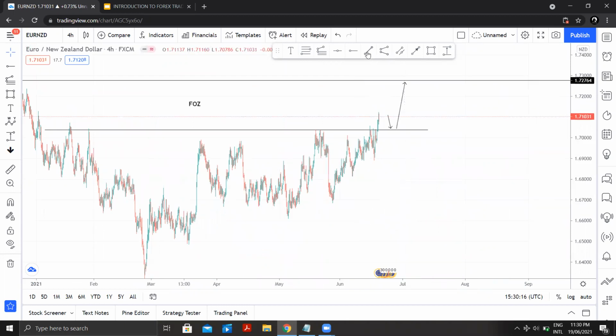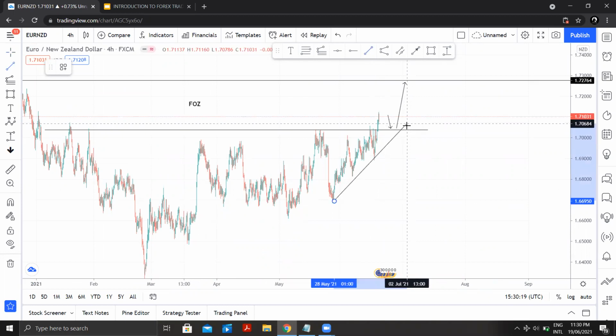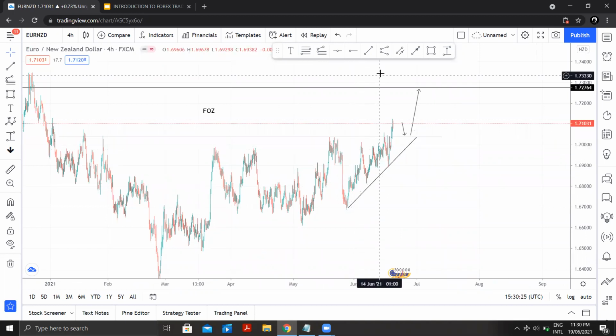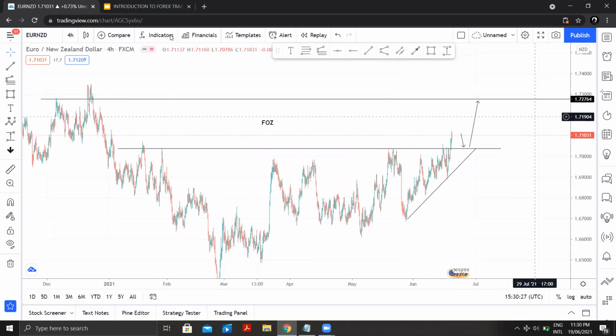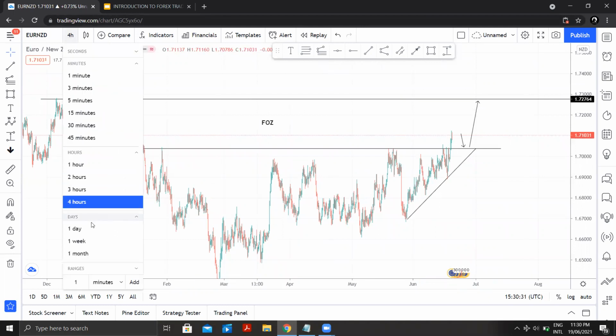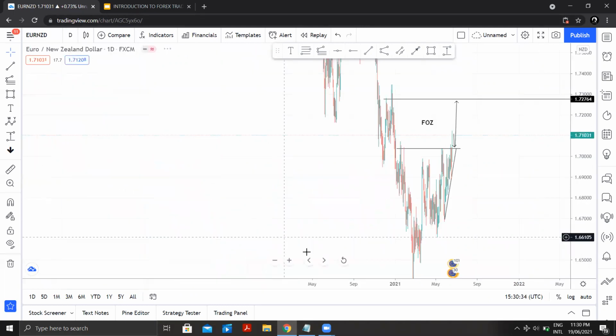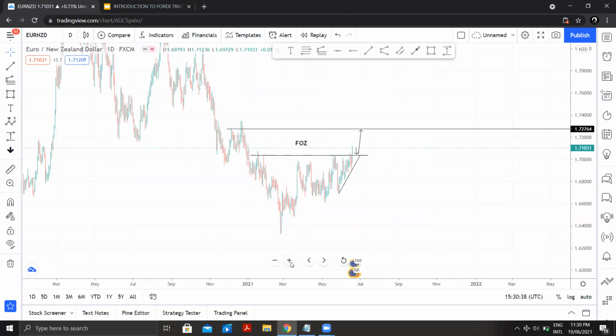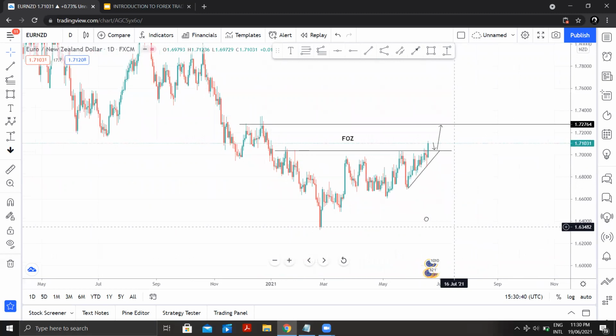And the reason why I'm still looking at the pair, which I have much confidence in, is because of this compression. Right now price has already broken this. Let's go to the higher time frame, which is the daily time frame.